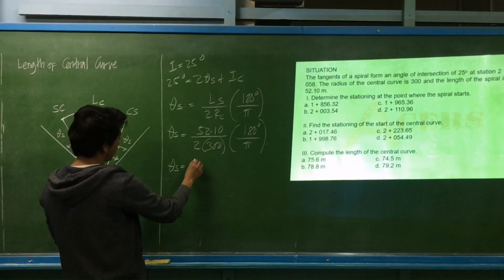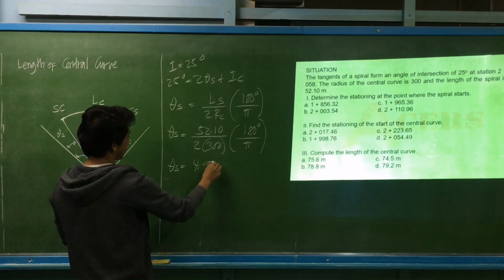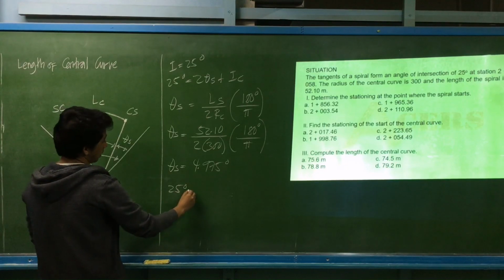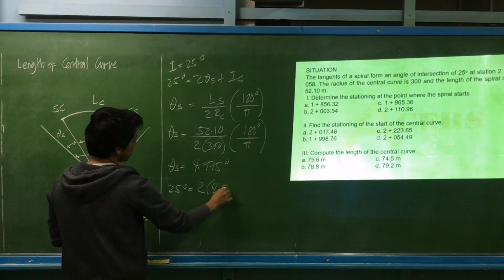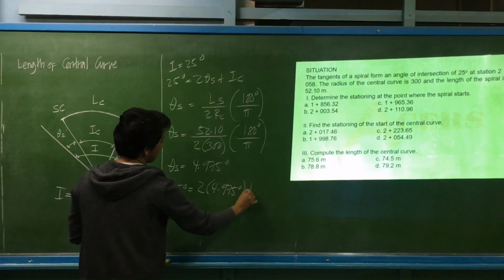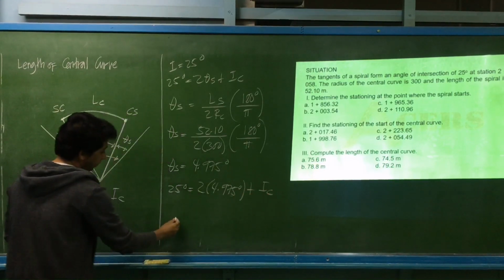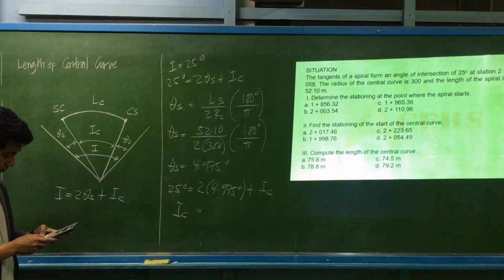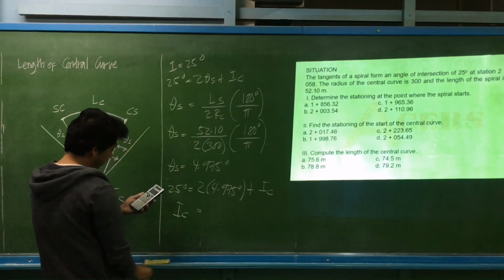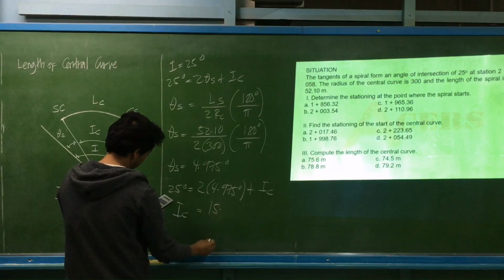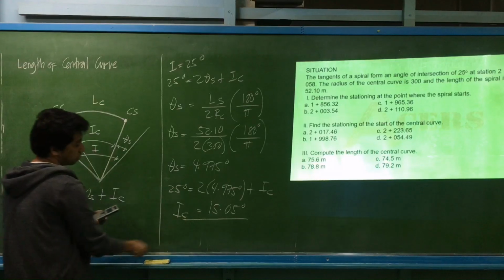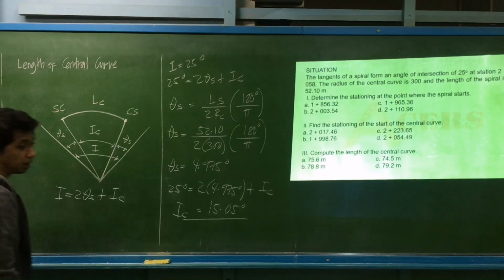Okay, so the angle to the spiral is equal to 4.975 degrees. So we have, this is 25 degrees is equal to twice of 4.975 degrees plus the angle of the central curve. So this is I sub c equal to, so we'll be having the angle of the central curve equal to 15.05 degrees.